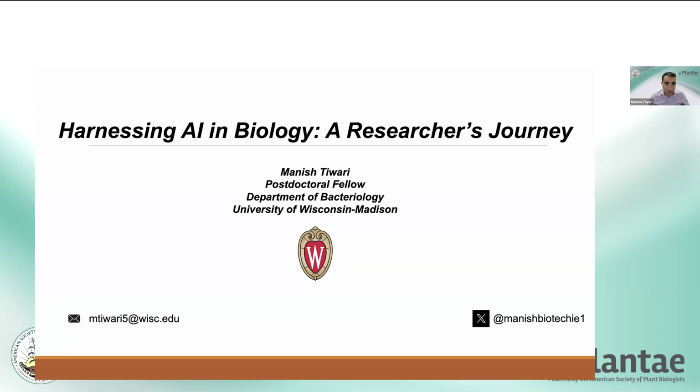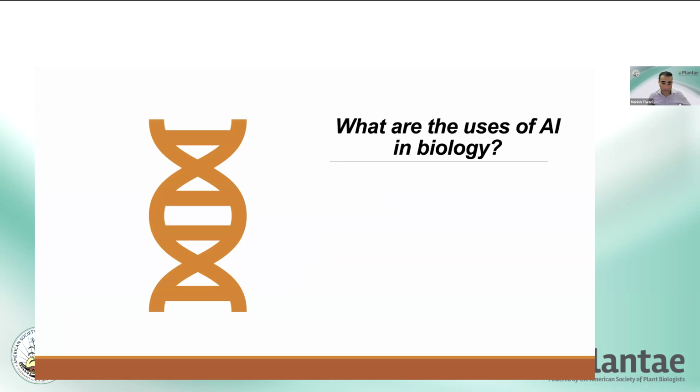So I'm going to talk about how we can harness AI in biology, particularly in our research, from the perspective of a graduate student, postdoc, or early career faculty. Pau and Marina have already given a lot of insight into how we can use AI in biology, but to summarize, we can use AI for genomics and proteomics. For example, discovery of gene networks and protein networks, and how they can influence particular biological questions like stress or nutrition.